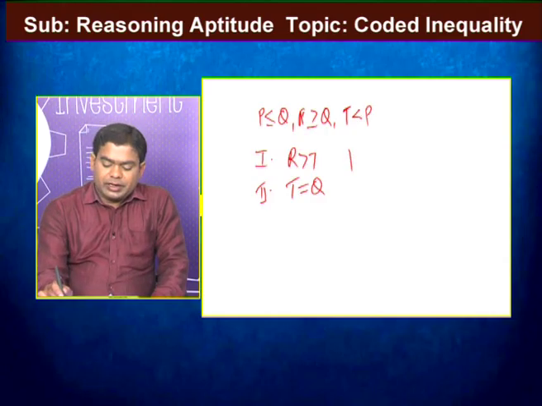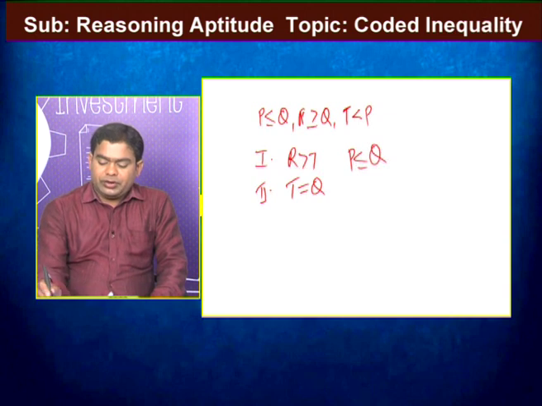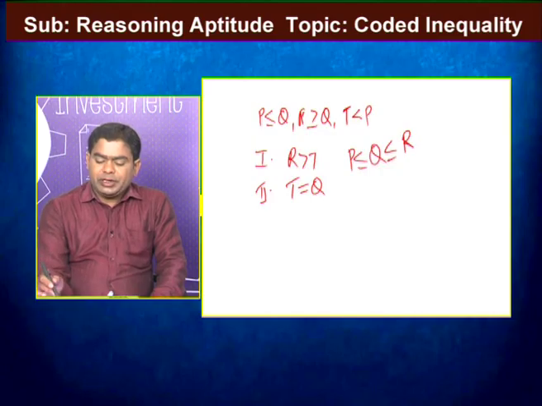First of all, we combine the given statements. That one is P less than or equal to Q. Again that Q is related with R. Here arrows are towards the R side. That means indirectly R greater than or equal to Q is nothing but Q less than or equal to R. Again that P is related with T, that means T less than P. This is the combined statement.